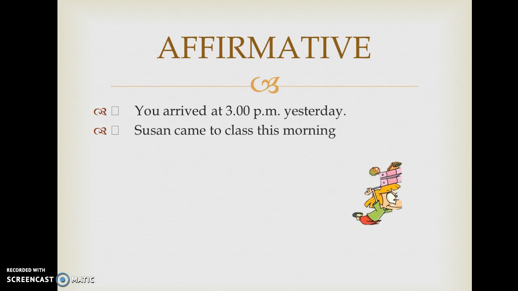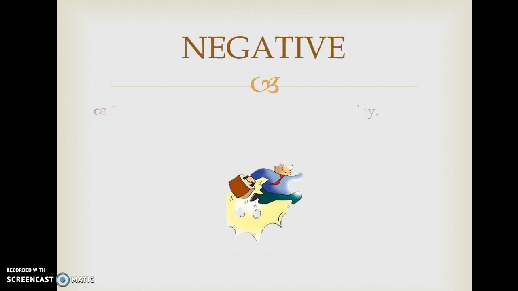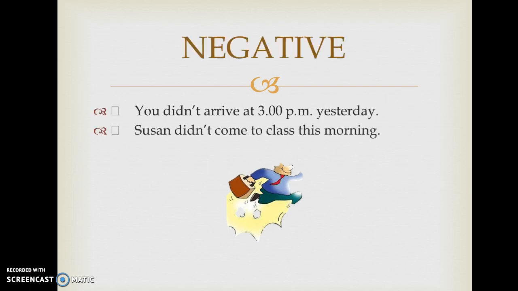Here is an example with an irregular verb, the verb come. She came to class this morning. Now for the negative form, we use the auxiliary did. Negative, didn't. You didn't arrive at 3 p.m. yesterday. The same that happened in the present simple: here we use the auxiliary and the base form of the verb. We don't change the verb here. We keep it in the base form.